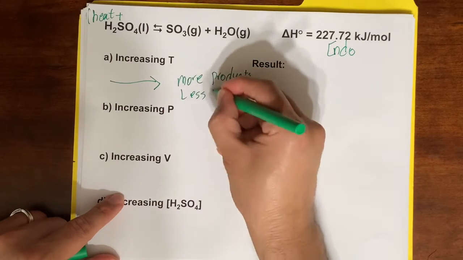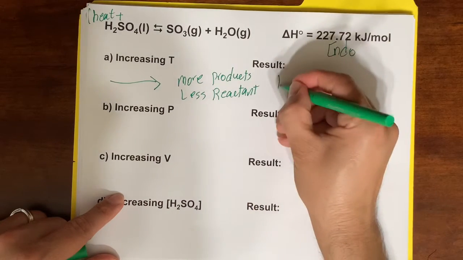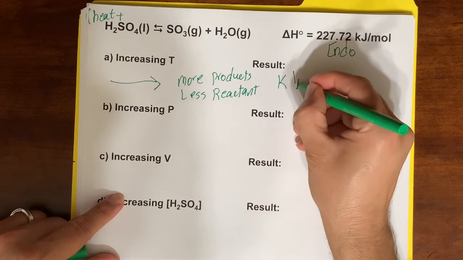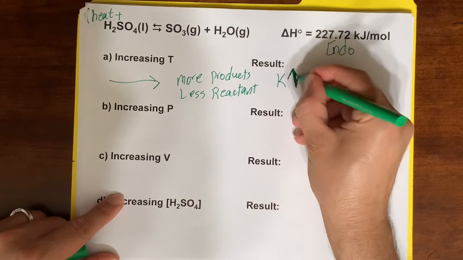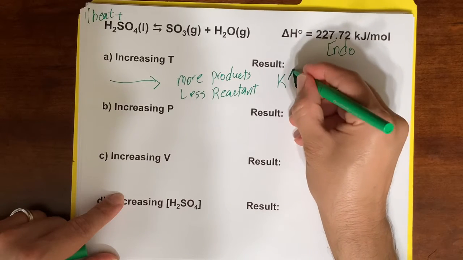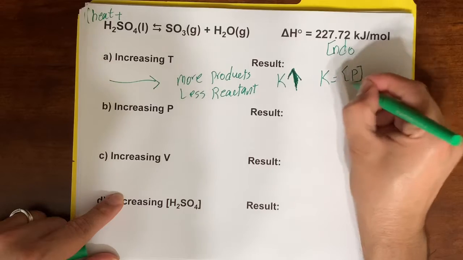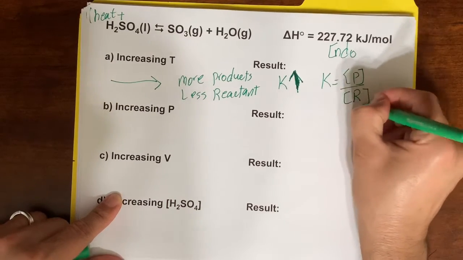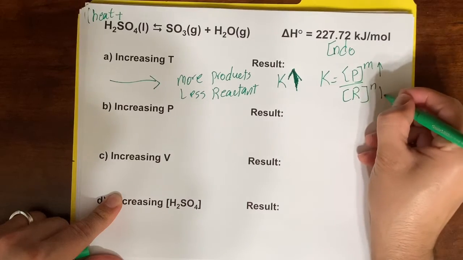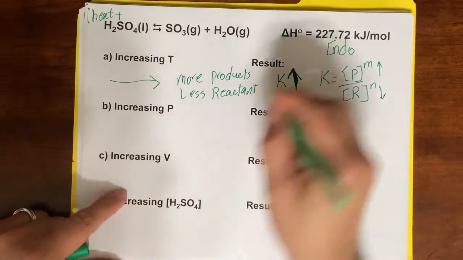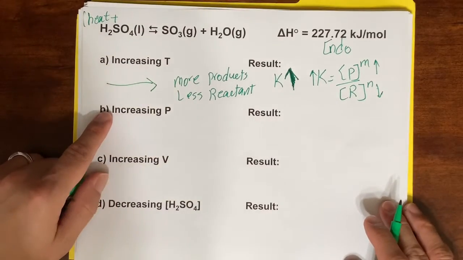less reactant. That means K will be bigger. Okay, so K will be bigger. K is product over reactant. So K goes up.